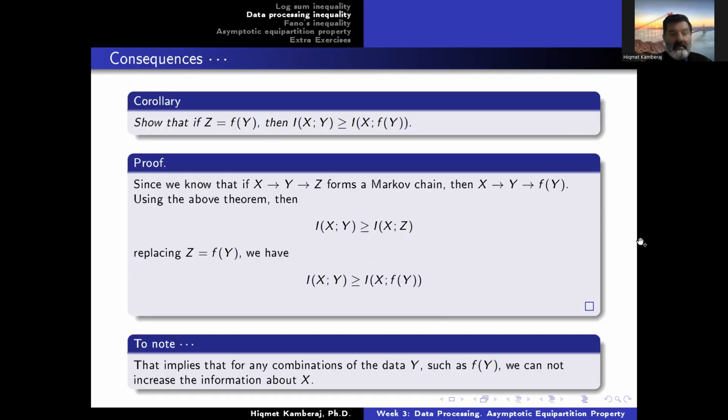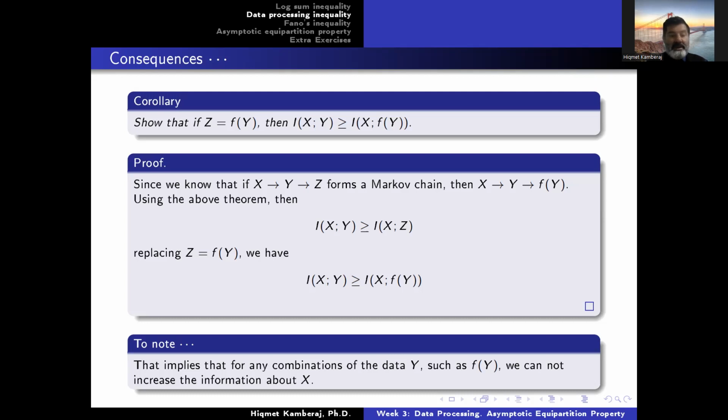Now, we have a corollary: show that if z is a function of y, then the mutual information between x and y is greater or equal to the mutual information between x and f of y.